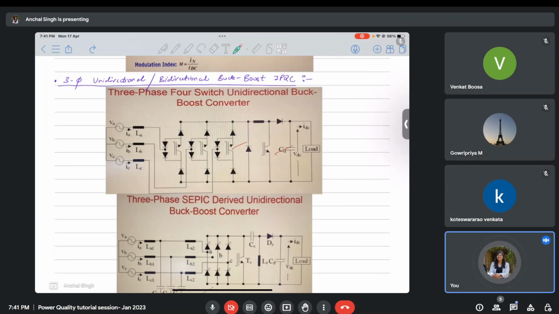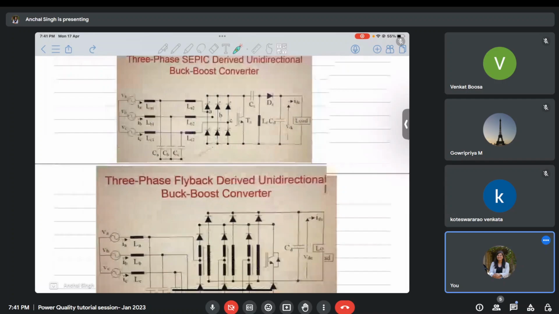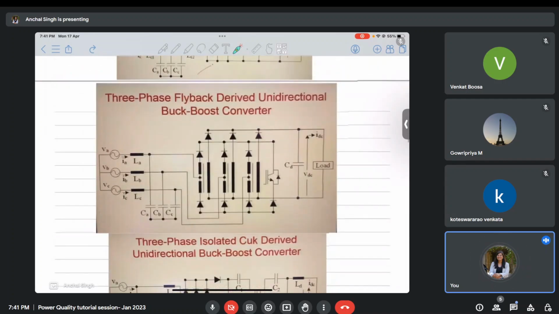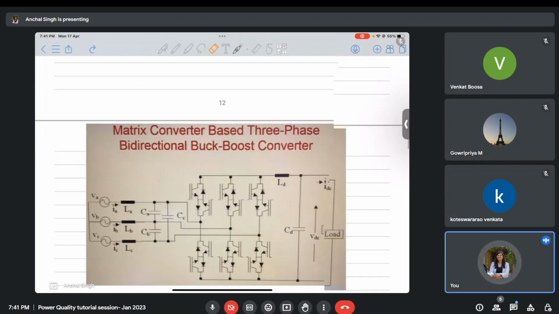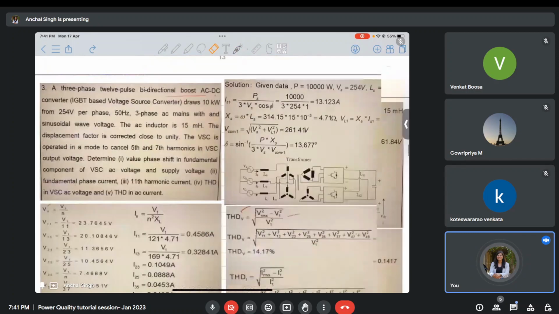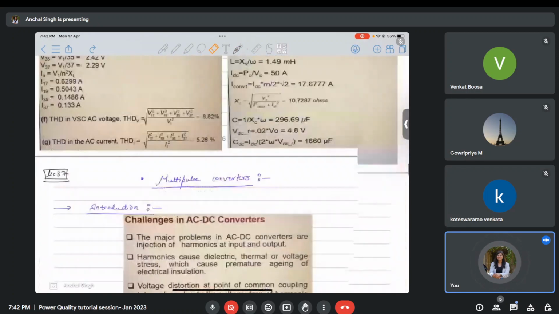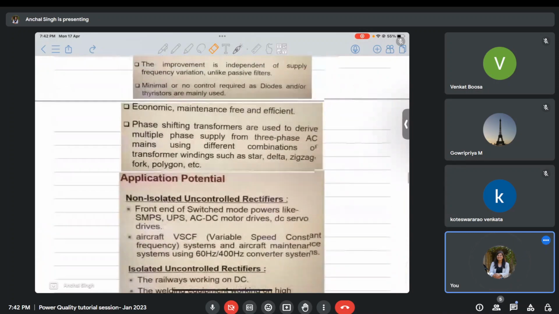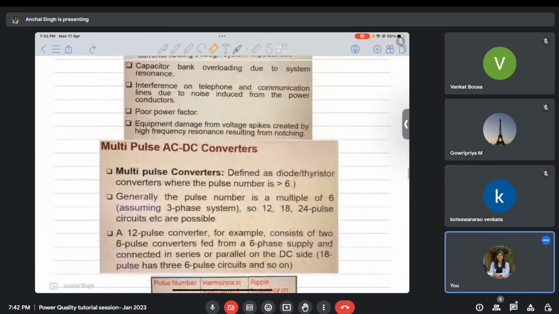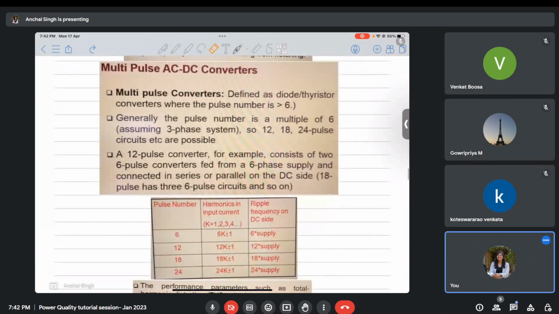Then there is three-phase unidirectional or bidirectional buck boost IPQC. So we discussed boost, buck and buck boost. So all these topology examples are also given. Then certain numerical problems are given in order to give you a gist of what these converters can do. And there are multiple AC to DC converters.